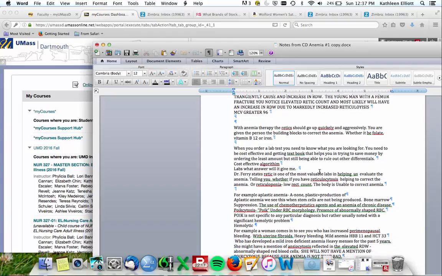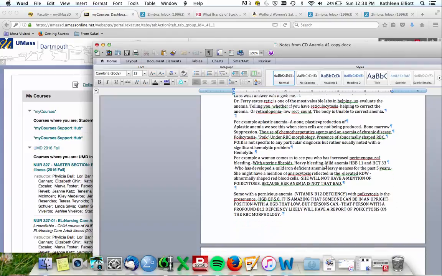When you order a lab test, you need to know what you are looking for. You need to be cost effective, and there are cost effective algorithms out there by Dr. Ferry, who's very, very good. You want to order labs and you want to know the answers. When you order those labs, what answers will they give me? Retic count is one of the most valuable labs in helping us evaluate anemia, telling you whether a patient has reticulocytosis, helping to correct the anemia, or reticulopenia, low retic count, the body is unable to correct anemia.